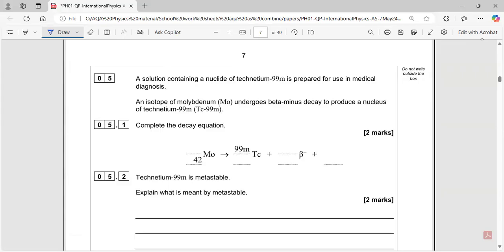Okay, moving on to question number 5. This is again from radioactivity and its uses.